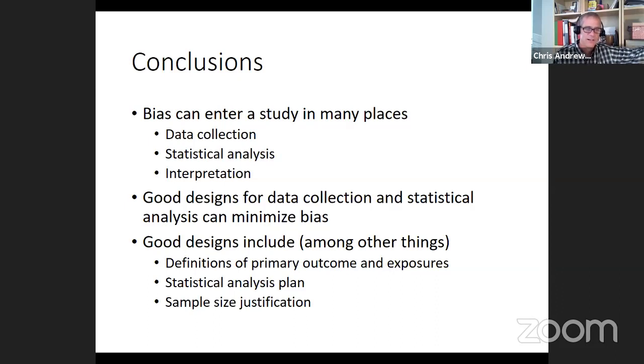Just like you can redefine variables to help yourself, you can choose many different statistical analyses. And if you're not careful, you can end up reporting only part of the story instead of the whole story. And a good design will include a sample size justification. Why did you collect as much data as you did, or why did you stop collecting data?